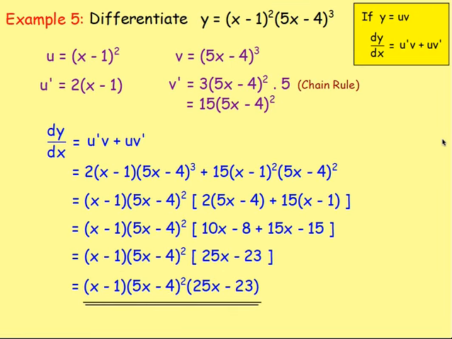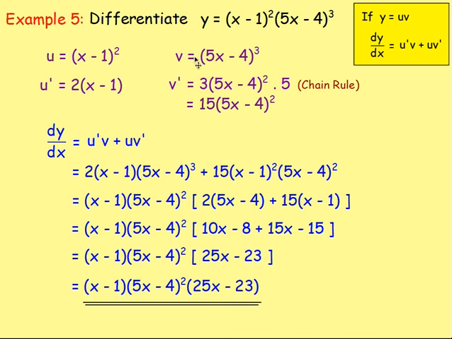Other examples, it does start to go on and get a little bit harder. Here again, you've got a function in terms of x. We've got x take away 1 all squared. And we're multiplying that by another function in terms of x, 5x take away 4 cubed. Danielle, what do you use? Product rule! Yes, product rule, because it's the product of two functions.